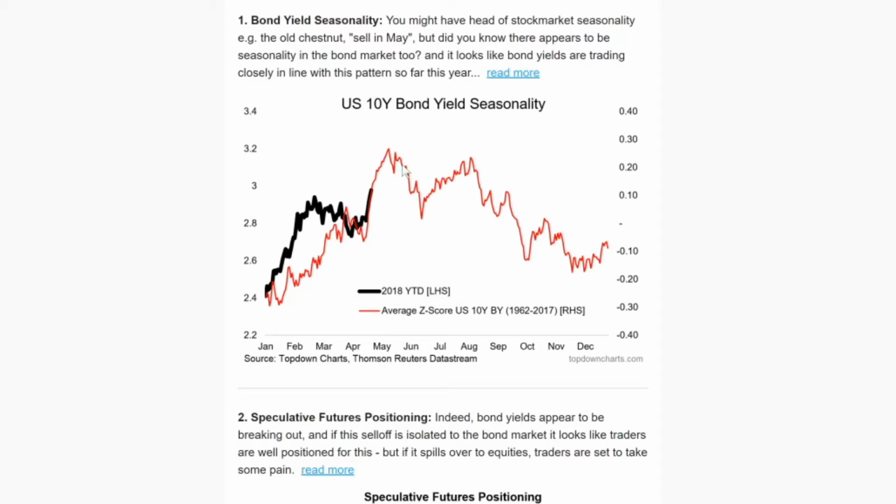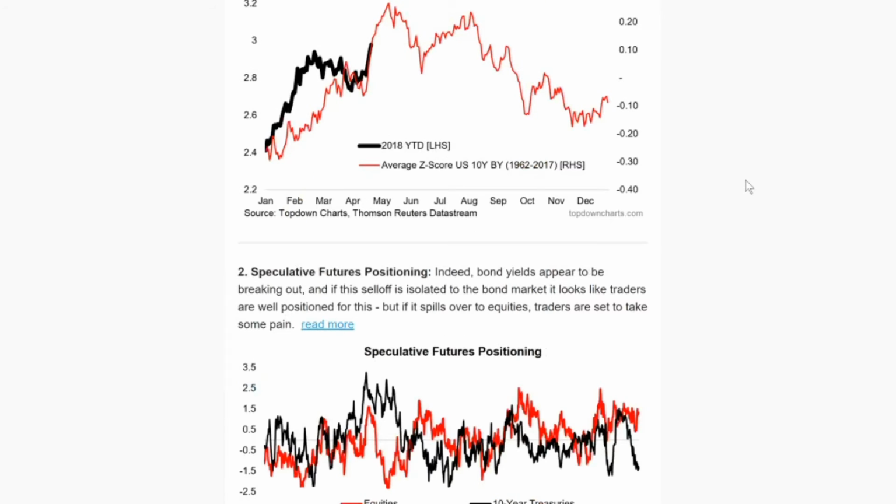But as I said, if we have actually transitioned to an environment where bond yields are biased to trend upwards, and I actually think that we did see the bottom about a year or two ago now, then we could actually see that positive seasonality continue through to September. So it's one to keep an eye on.